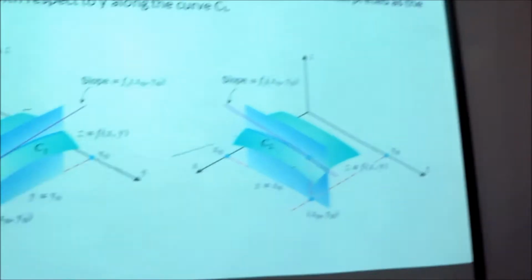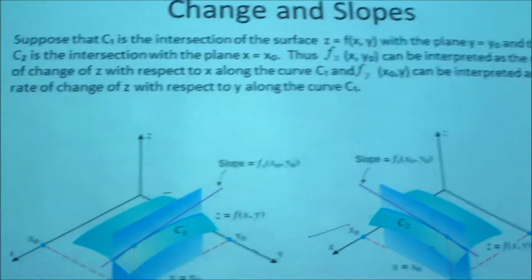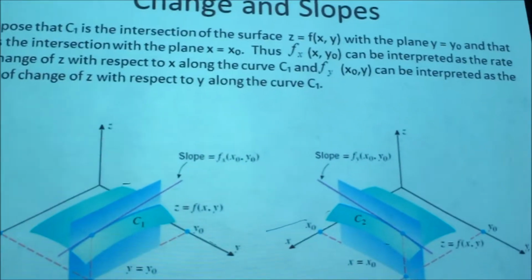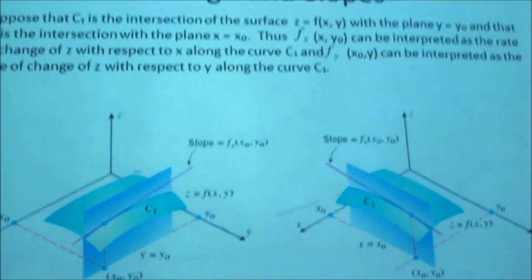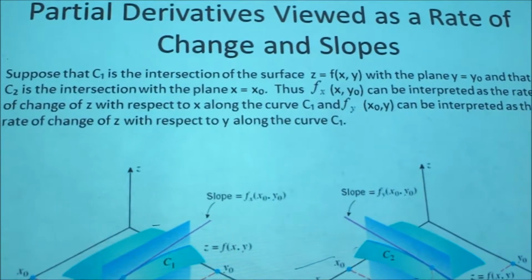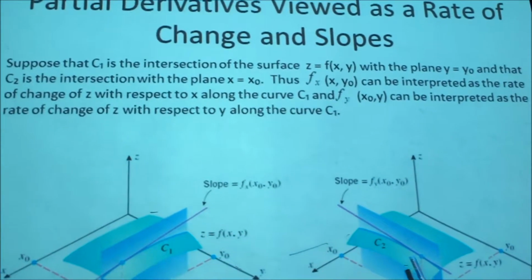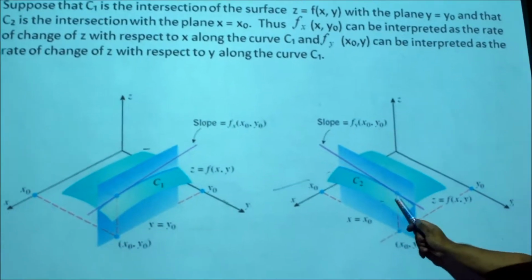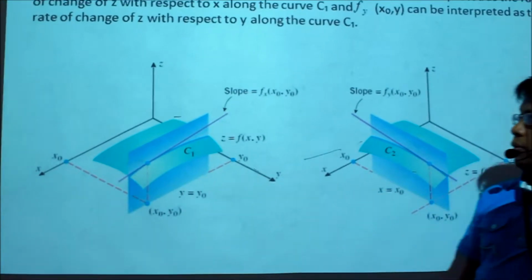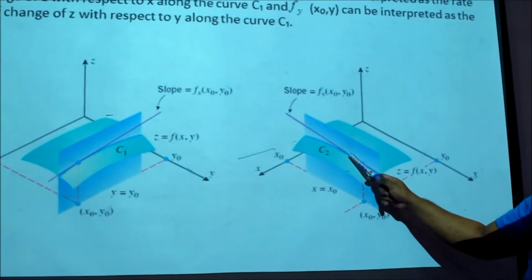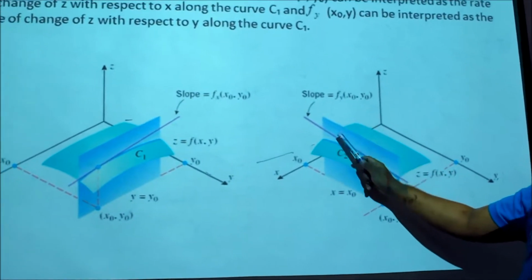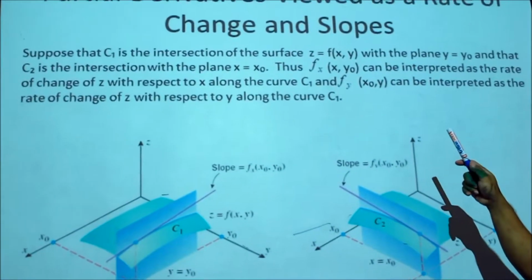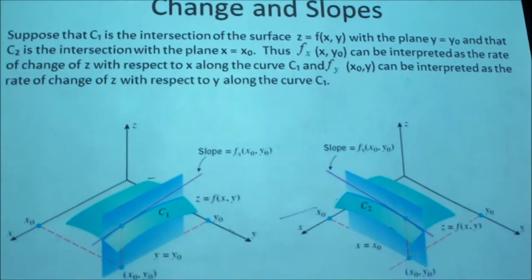Partial derivatives viewed as a rate of change and slopes. Okay, so last class, we had the partial derivatives being viewed as a rate of change and slope. Considering now the figure here, which is the line being tangent to the surface. This is our lesson for today. We're going to apply partial derivatives viewed as a rate of change and slope.